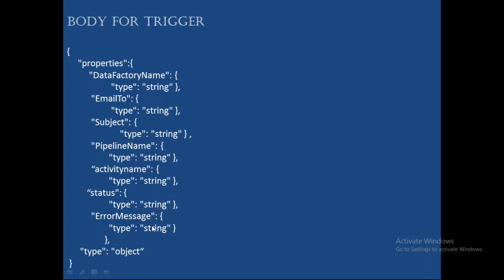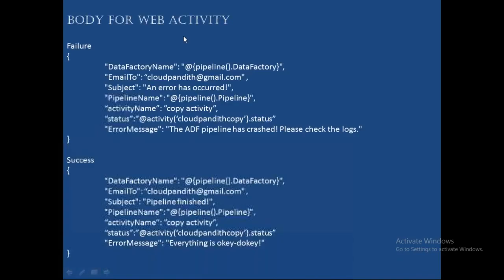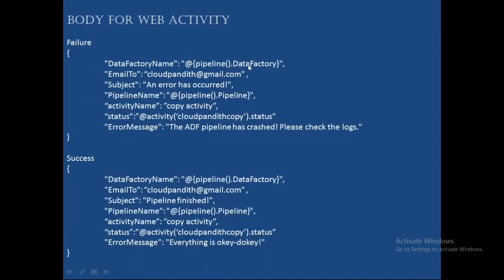And now we'll do one thing. Now you see the body for the web activity. If it is a failure, you need to send something like that. If it is a success, you need to send something like this. If it is a failure, the only change you see is the subject, an error has occurred, and then the error message, the ADF pipeline has crashed and please check the logs. And the status will come dynamically: if it failed, failed; if it succeeded, successful. Next, when it comes to success, the subject is pipeline finished and the error message is everything is okay.